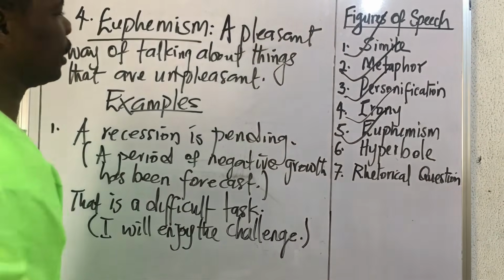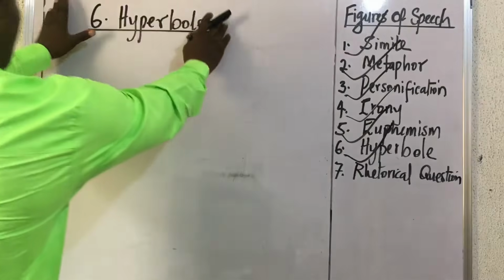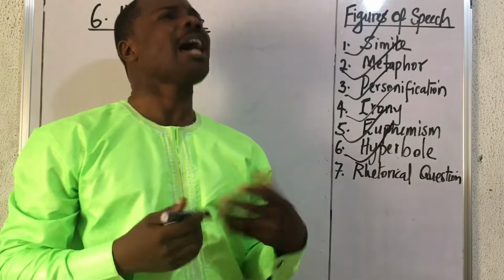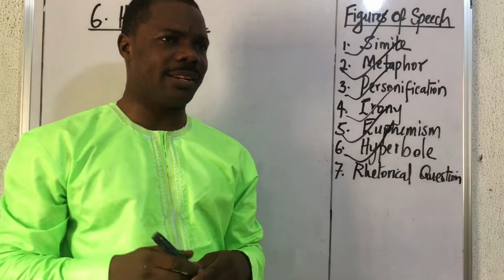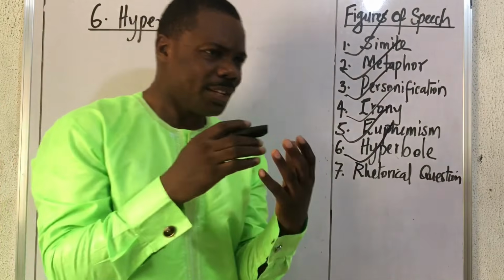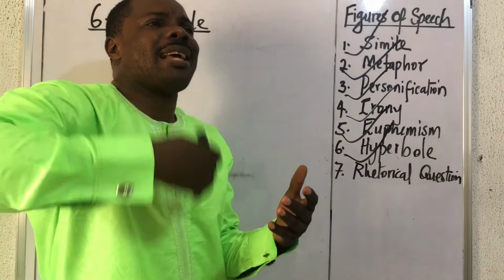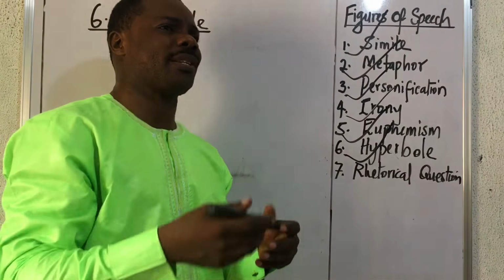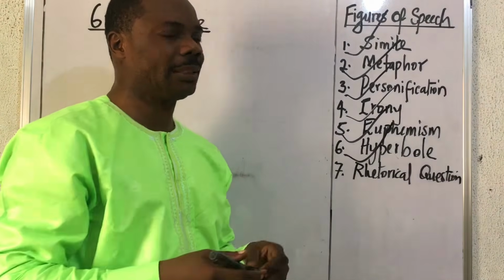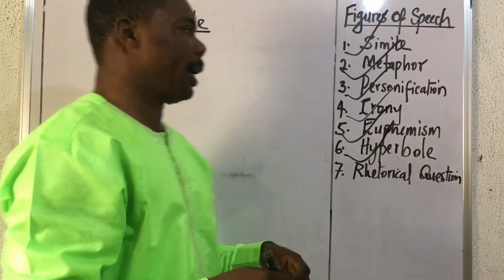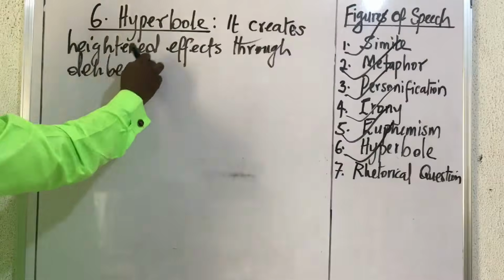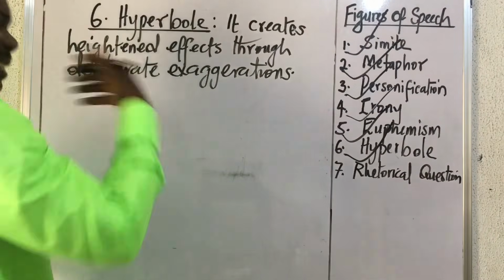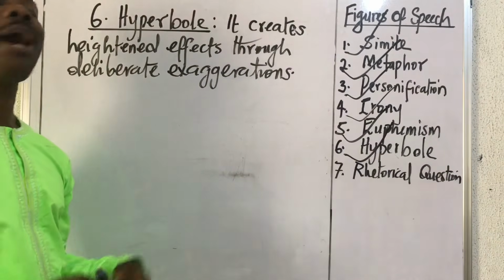Let's go over to the next one, which is hyperbole. What is a hyperbole? A hyperbole is a figurative exaggeration. It is an expression that exaggerates actions or events. It gives them a heightened effect through deliberate exaggeration. Okay? That is what we mean by hyperbole. It creates heightened effects through deliberate exaggerations of events or actions.